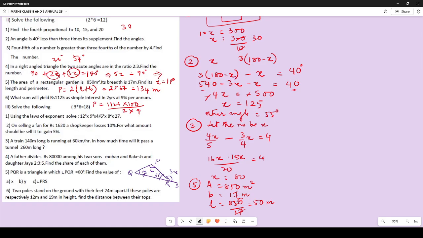Okay, so this is 50 times and 9, 1125. When we cancel out, we get 125 times, right? So 125 into 50, that will give you rupees 6250. So that will be your answer.